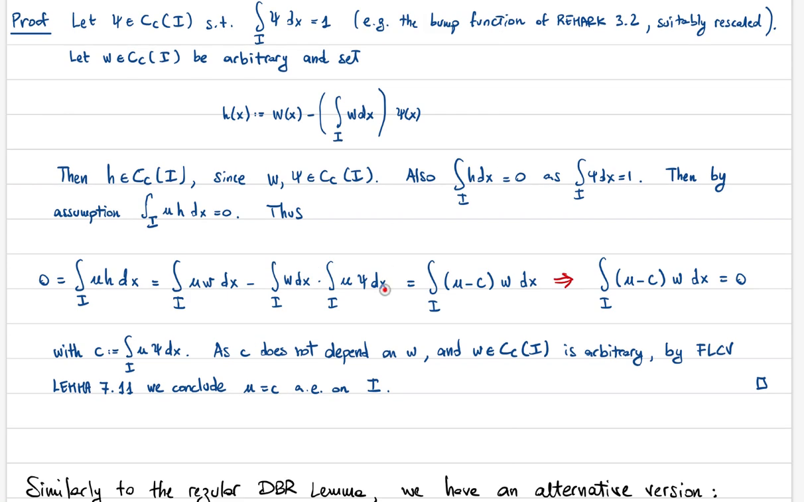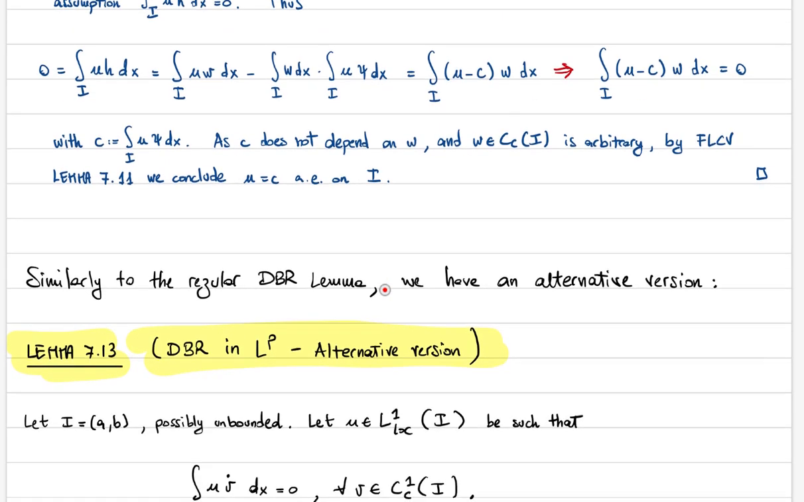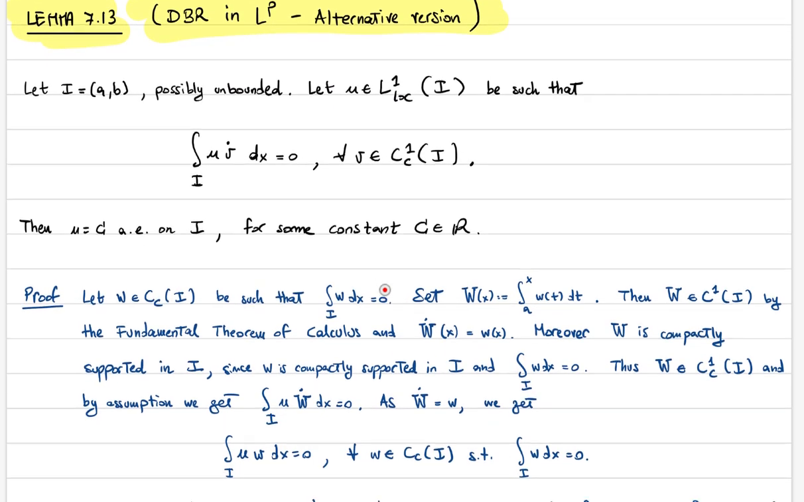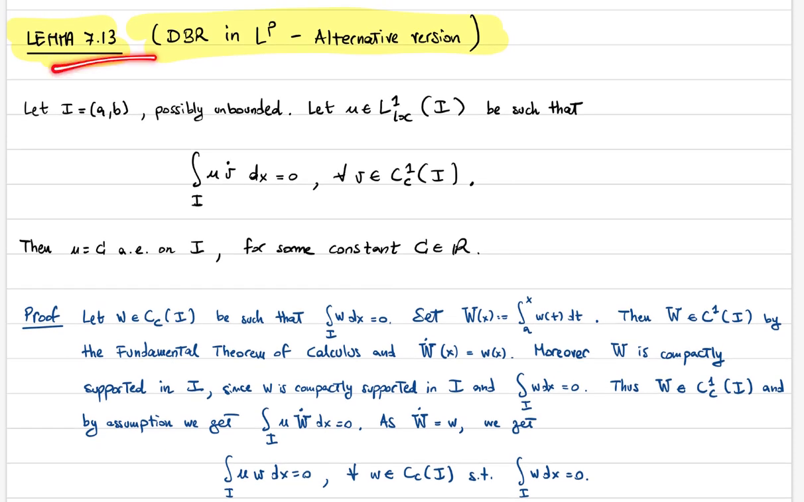It is also useful to give an alternative statement for the Dubois-Reymond lemma, which we do here. So alternative statement, lemma 7.13: let I be an interval, possibly unbounded, and U in L1 loc of I, such that the integral of U times V dot is equal to 0 for all functions V which are C1 and compactly supported on I. Then U is equal to a constant C in R almost everywhere on I.